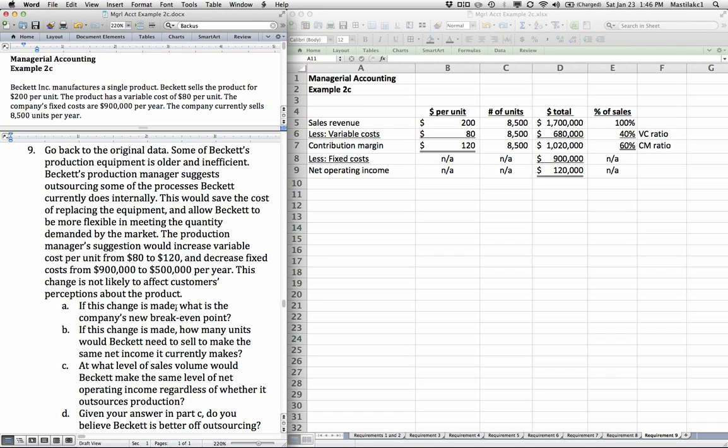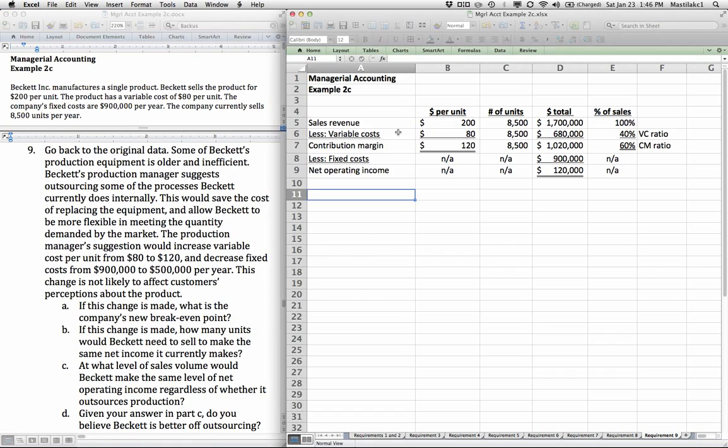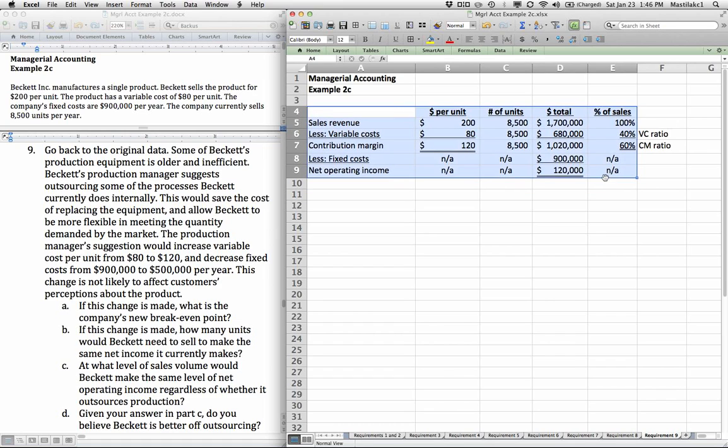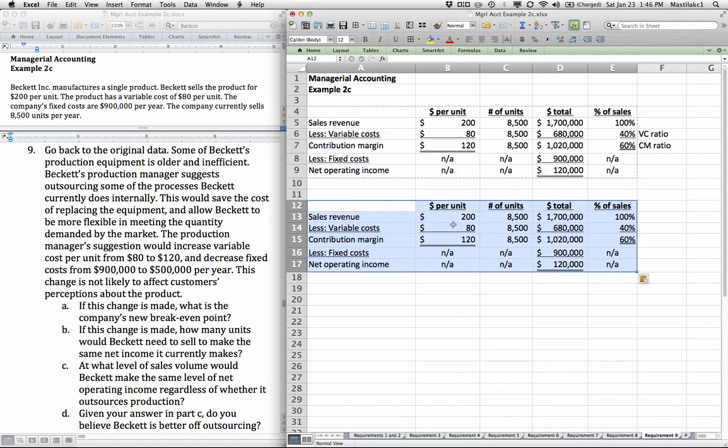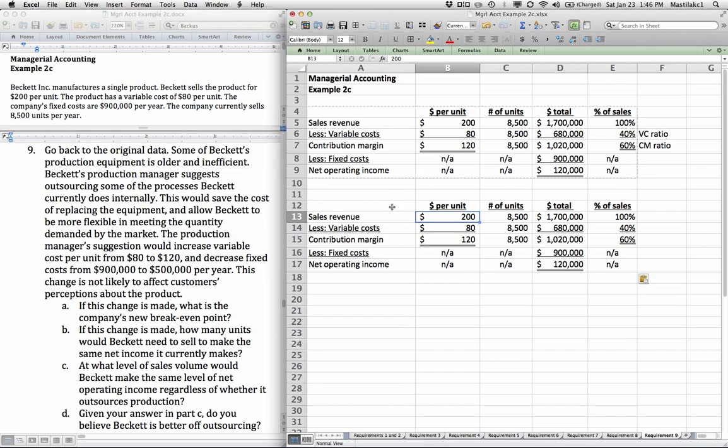If this change is made, what is the company's new break-even point? So again, one thing that I think would be helpful is just recreate a whole income statement, make the changes we need to make. So in this case, our variable cost will increase from 80 to 120. And so notice that our contribution margin is now down to 80, and our contribution margin ratio has decreased. In a sense, our variable cost and contribution margin have swapped places. Instead of being a 60% CM ratio, it's now a 40% CM ratio. And our fixed cost will decrease to $500,000 per year.